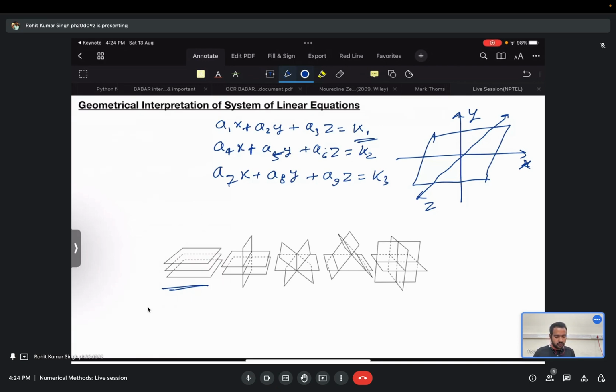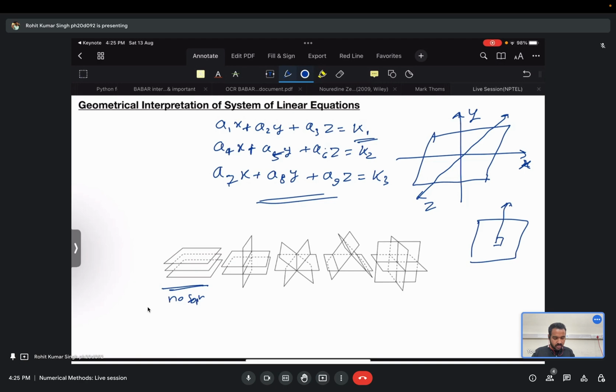For example, they'll all have the same normals. So you know what a normal is, right? A normal is a perpendicular on a plane. So if all the 3 planes have the same normal, they'll be parallel to each other, right? And in this case, you'll have no solution for this system of equations.